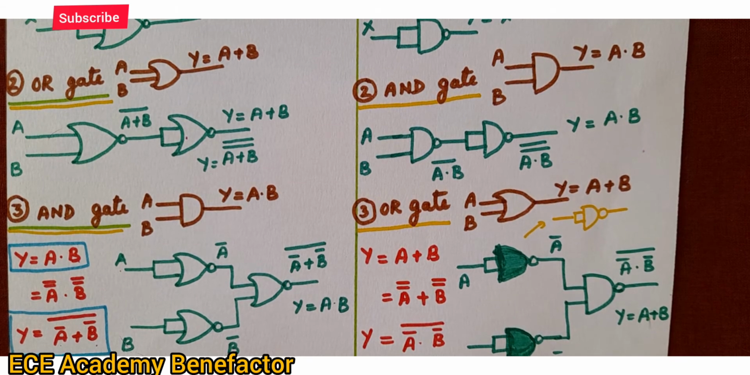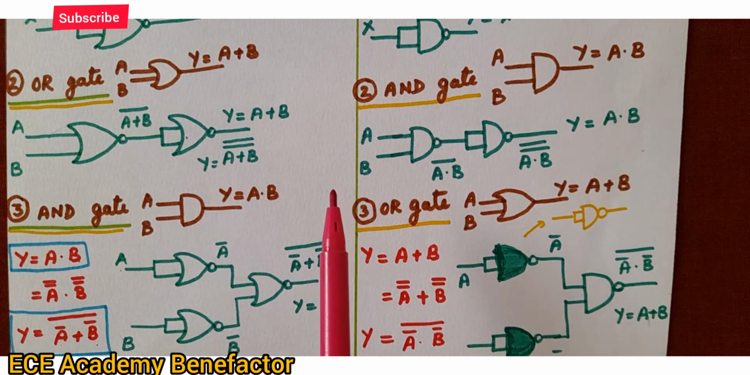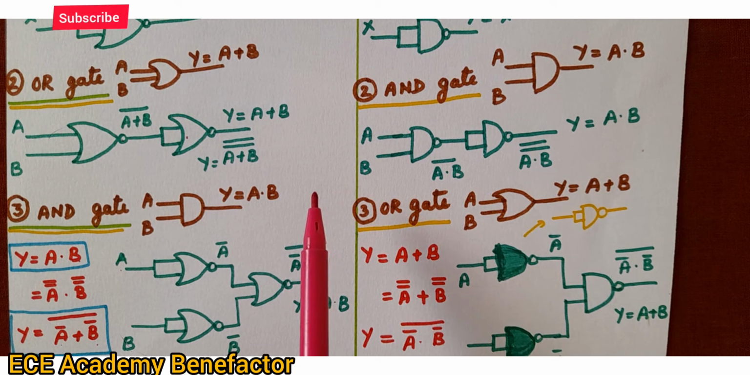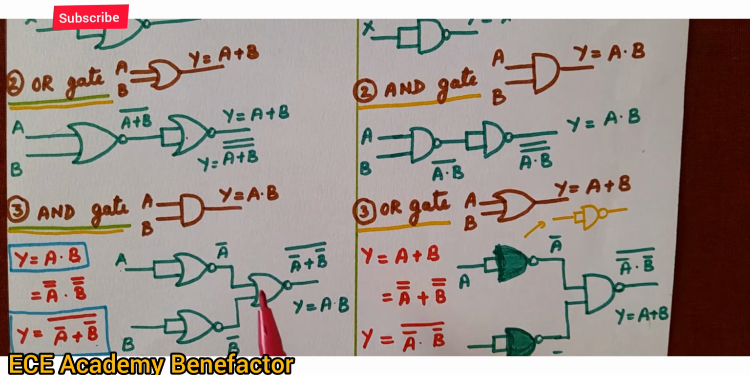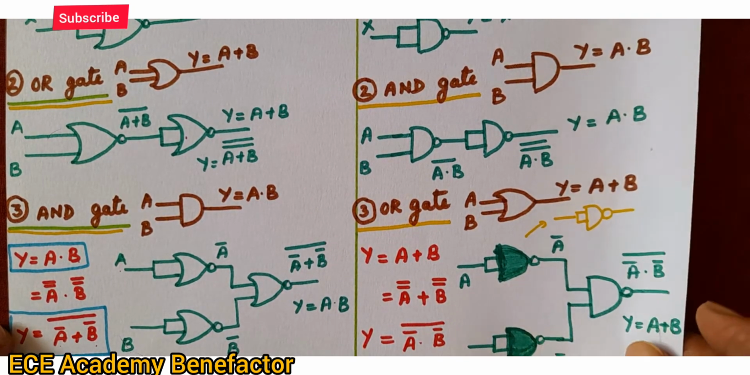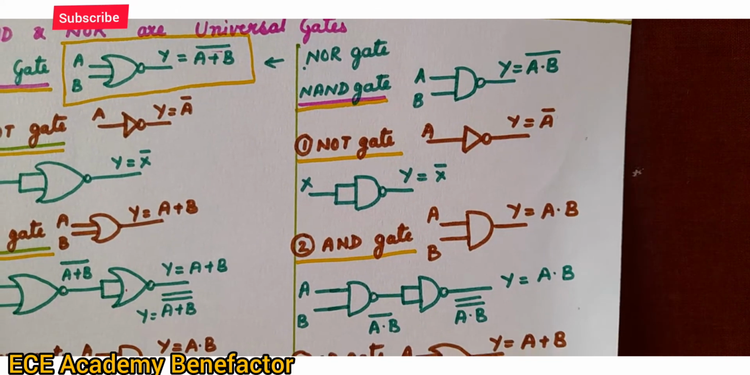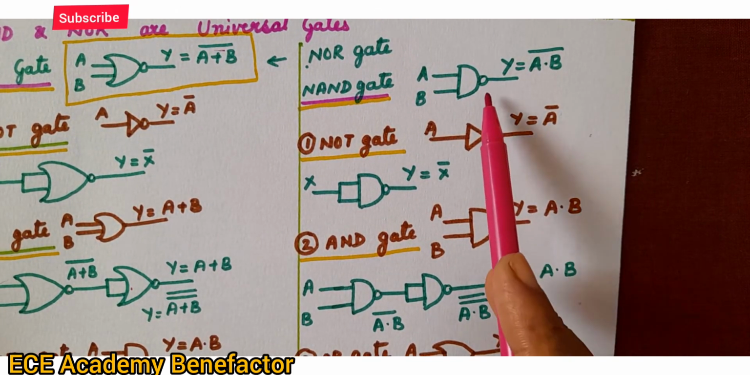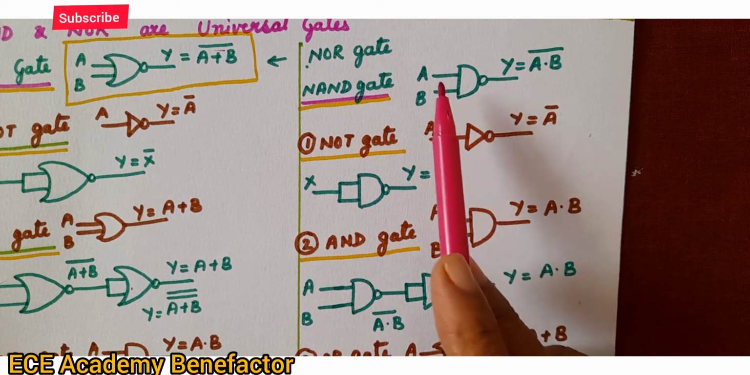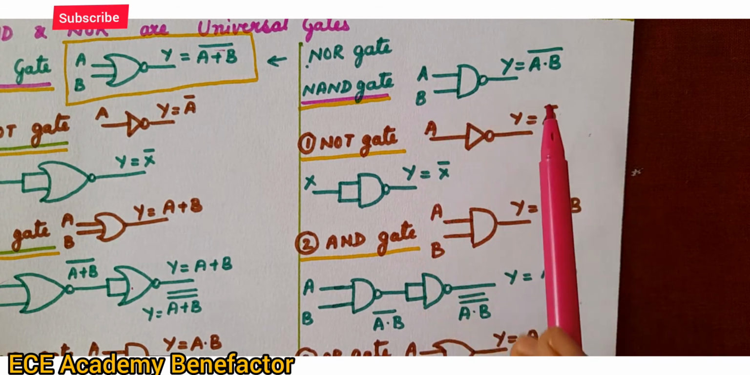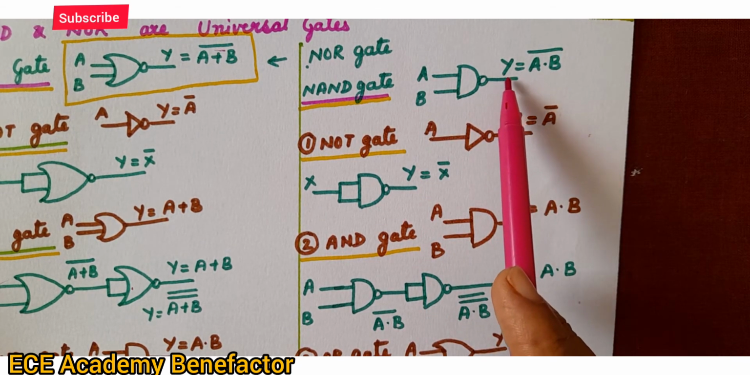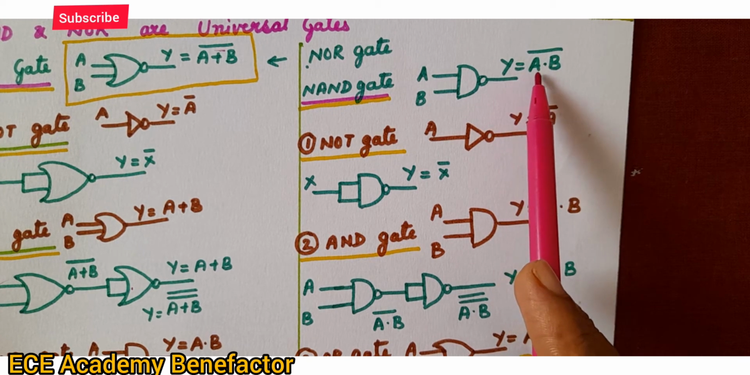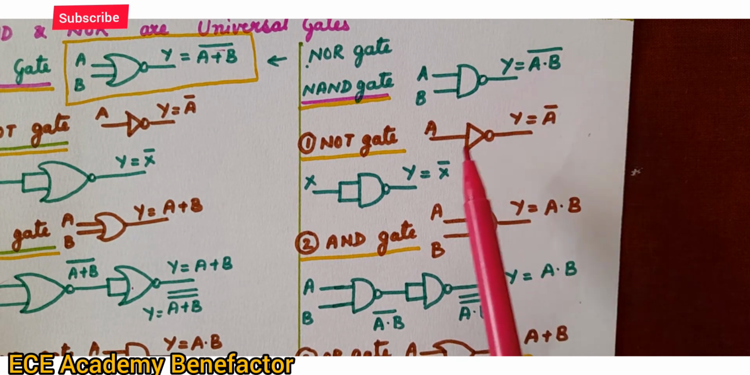So here we have seen how the NOR gate can be used as a NOT gate, OR gate and AND gate. Coming next to the NAND gate. NAND is a universal gate. This is the symbol of the NAND gate. Here the inputs are A and B. The output expression of the NAND gate is Y is equal to A dot B the whole bar.